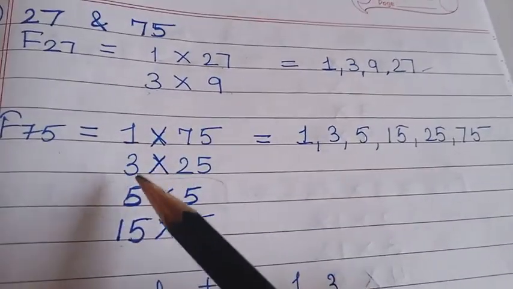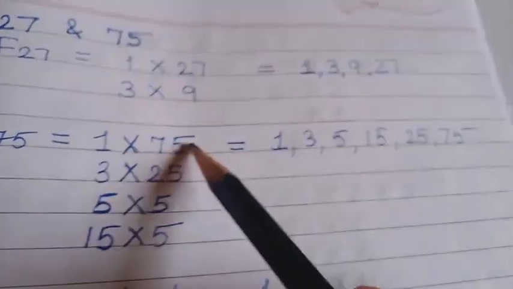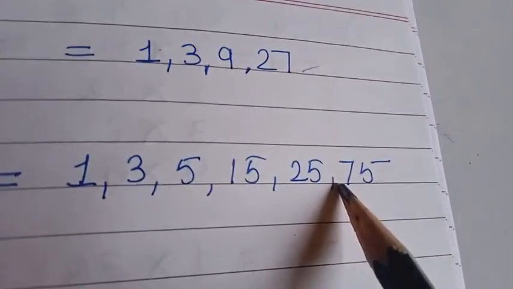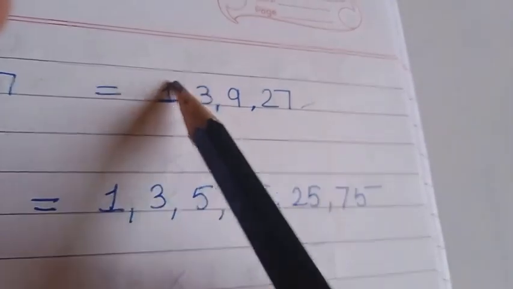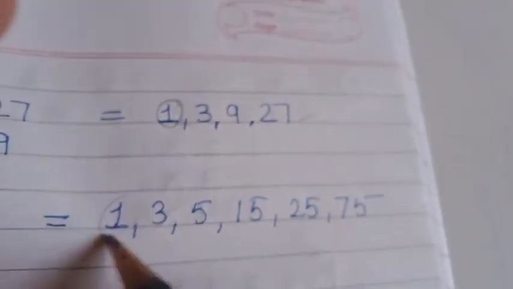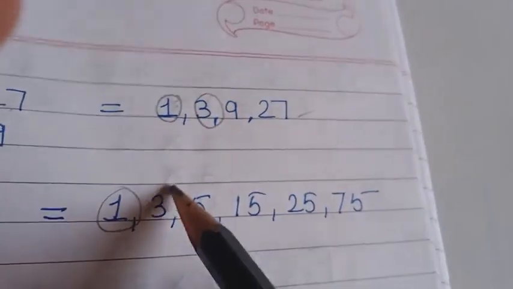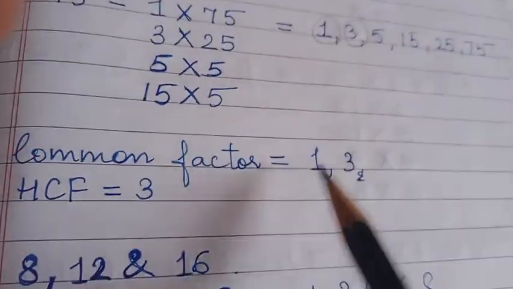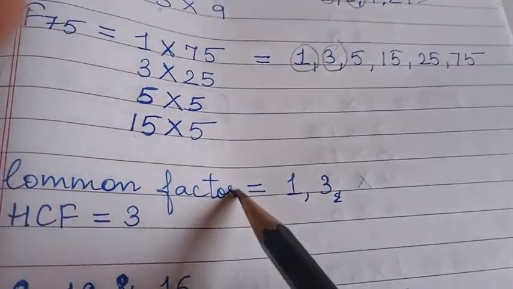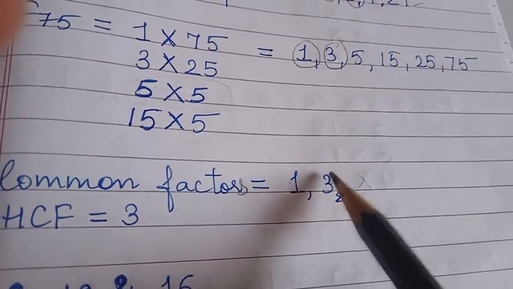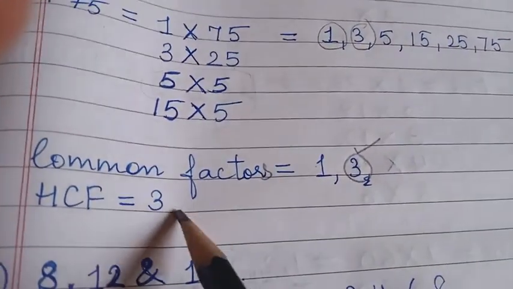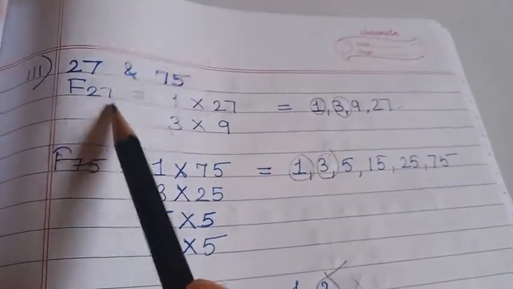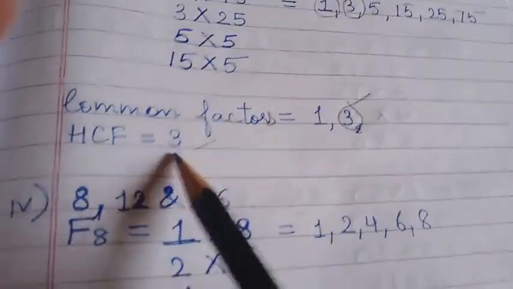So 1, 3, 5, 15, 25 and 75. Okay, these are our factors. Now in this, which are the common factors? 1, 1, 3 and 3. So we have written here that the common factors are 1 and 3. Which is greatest? 3 is greatest among these two. So HCF is 3. So we say that the HCF of 27 and 75 is 3.